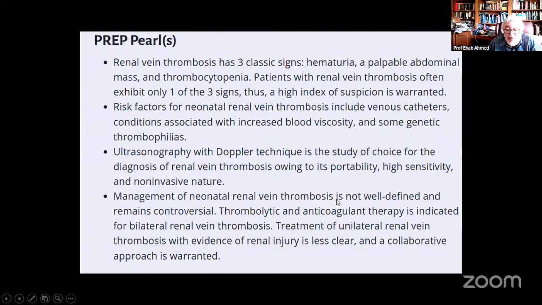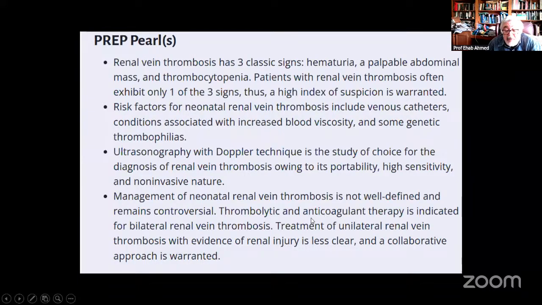Management of renal vein thrombosis is not well defined, as with most of the problems in the newborn. You will hear these words a lot. Challenging, diagnosis is challenging, management is not well established. There is a controversy about managing. This is newborn medicine, unfortunately. And whatever we are doing in neonatology, unfortunately, is based on adult studies. But never mind, this is another story. Management of neonatal renal vein thrombosis is not well defined and remains controversial.